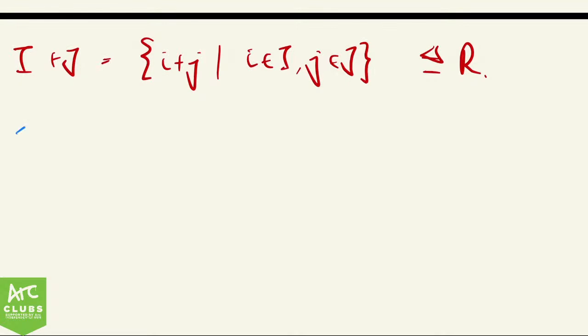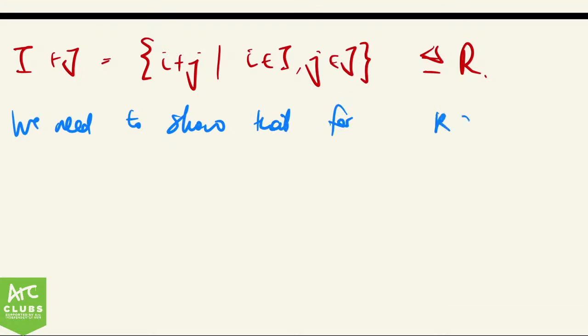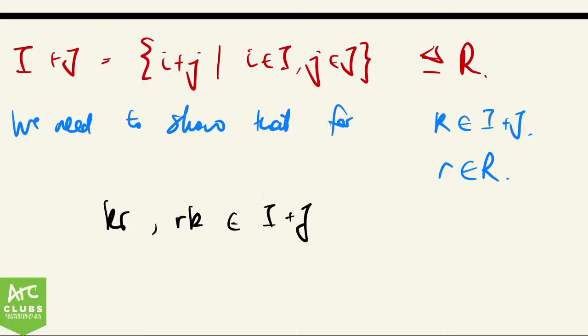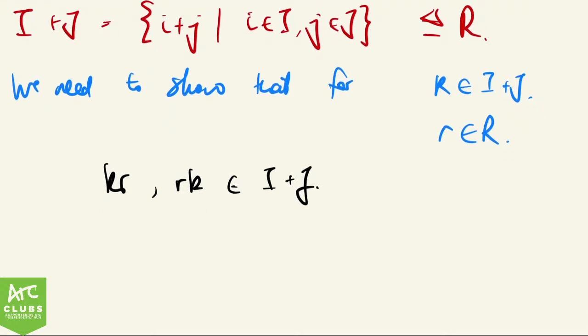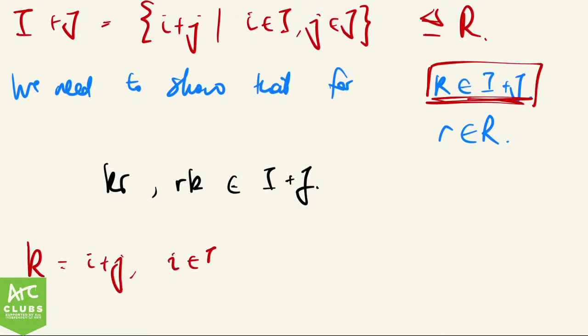So we've got I plus J. We need to show that for k, an element of I plus J, and for r, an element of R, kr and rk are both elements of I plus J. Okay, so let's try doing that. So k being an element of I plus J means that we can write k equals i plus j for i in I and j in J. And then let's do this multiplication thing.